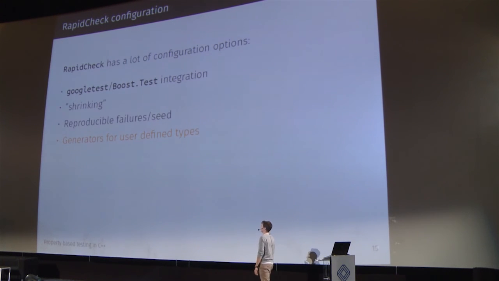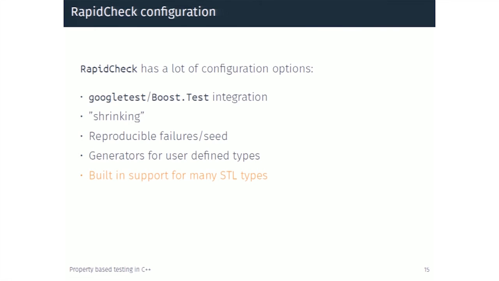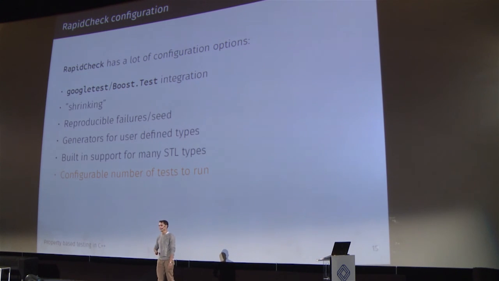More of those: with RapidCheck, you can write your own user-defined type generators. And what's really convenient is that you have built-in STL support, which makes it really easy: when you write your type T generator, you'll get STL vector and STL list of your type T generators for free. It's built into the framework. You get a configurable number of tests to run, whatever you want. If 100 is not enough, just put a million in there. There are lots and lots of configuration options that you can use with this one.